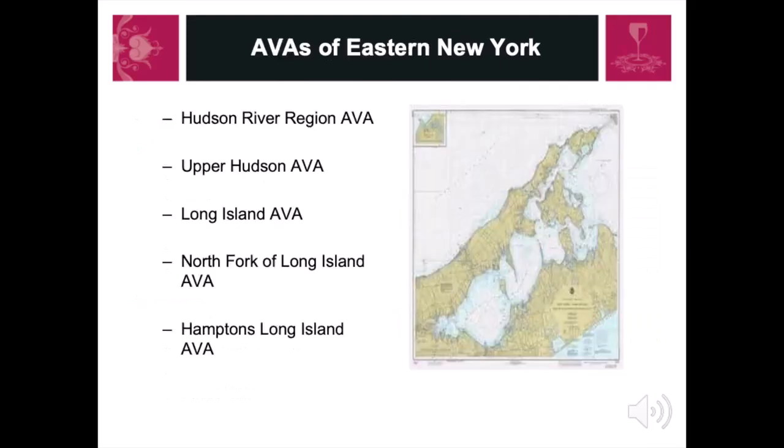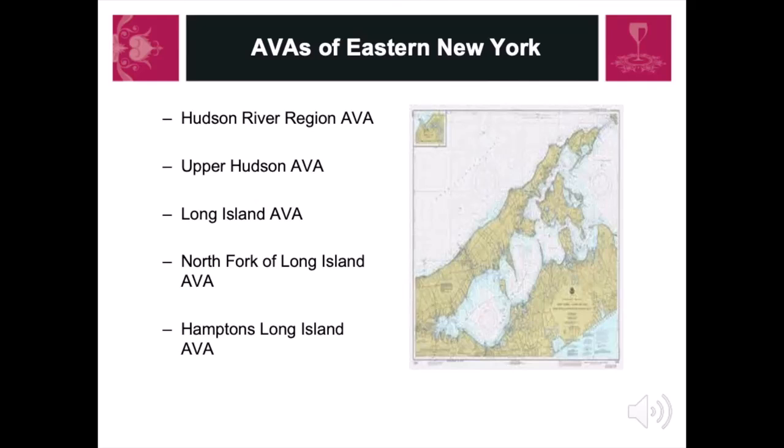AVAs of Eastern New York, and of course you have the Hudson River region, most often simply called the Hudson River Valley, but the proper AVA name is the Hudson River region. The Upper Hudson is a sub-AVA. And then you have the Long Island AVAs: the Long Island umbrella AVA, if you will, North Fork of Long Island, and Hamptons Long Island.